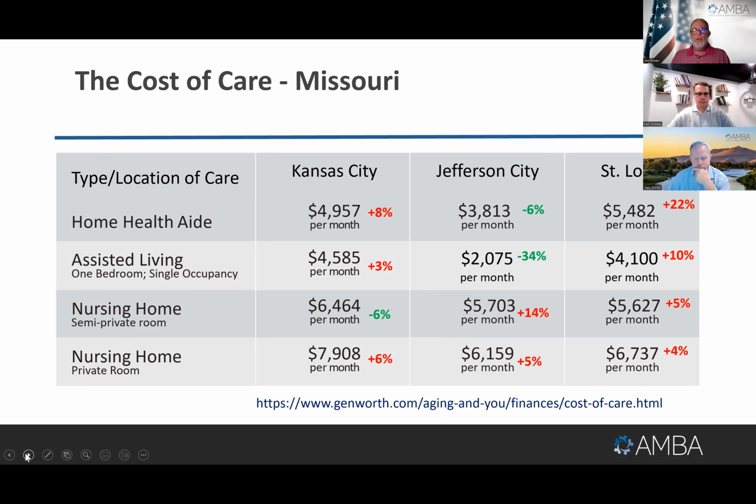It may be more pronounced in the more rural areas because gas prices are up and it's harder to find help, that type of thing. So you see these positive numbers in red. That's the inflation change for that level of coverage just in the past year.